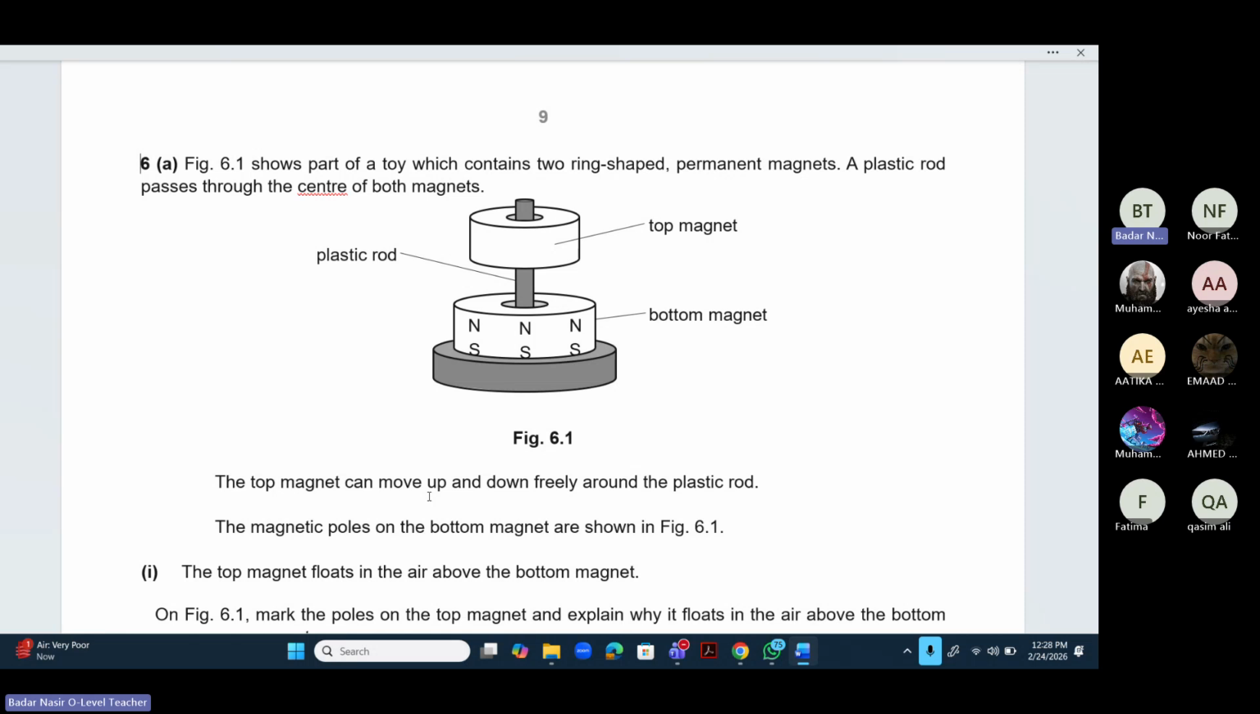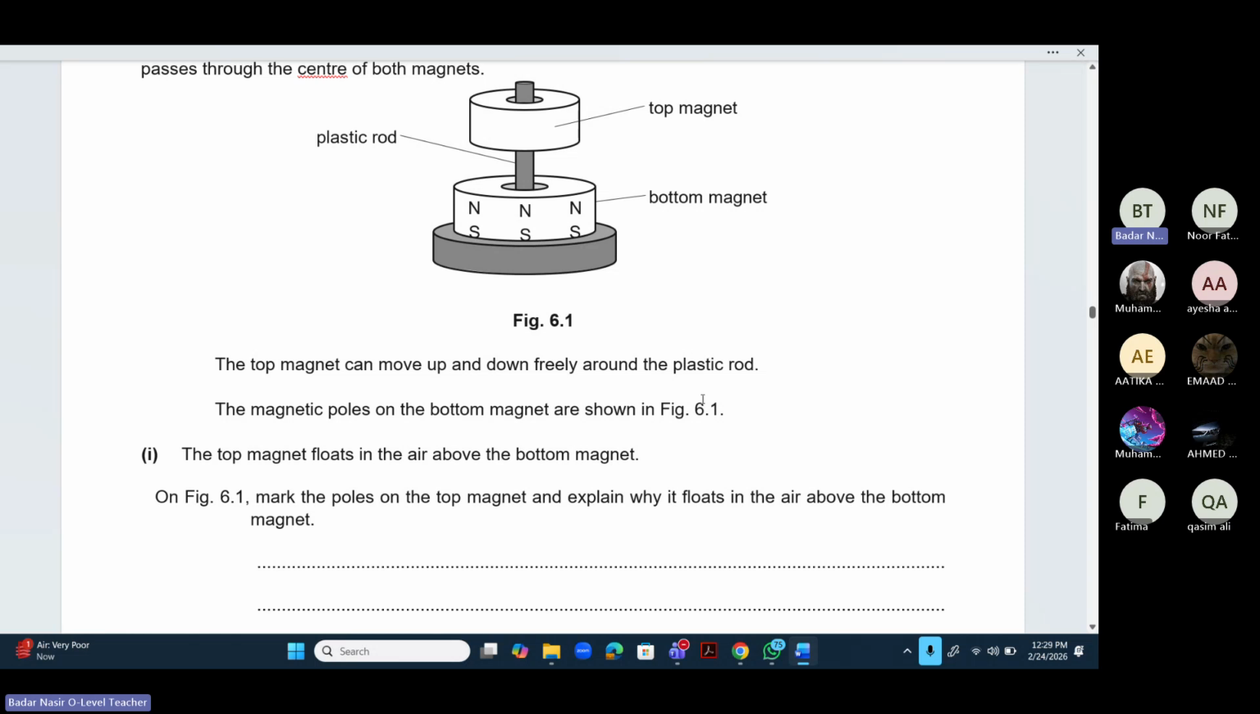On figure 6.1, mark the poles on the top magnet and explain why it floats in the air above the bottom magnet. So अगर आपके पास यहाँ पे नॉर्थ है तो इधर नॉर्थ होना चाहिए and we will have a south pole at the top face of the top magnet. Similarly, we will have a north pole at this end and a south pole at this end. Because वो repel कर रहे हैं तभी top magnet जो है वो हवा में है. अगर opposite poles होते so they would have been attracted towards each other.